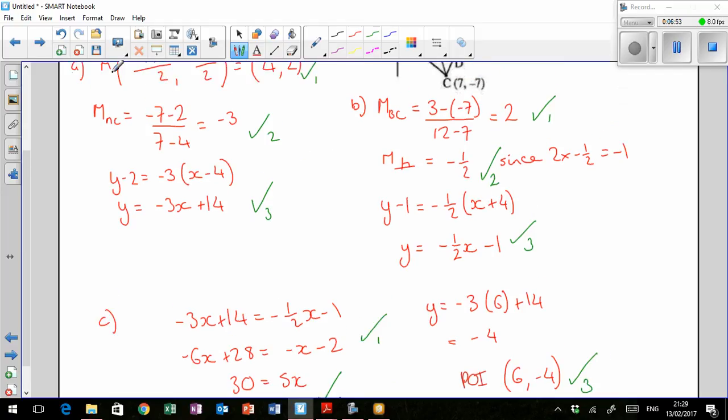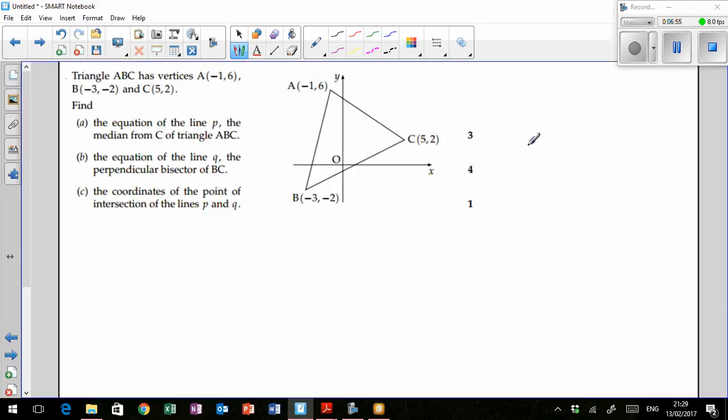Okay, so question 3. Again, very similar question. This time they've not given you the lines to look at, so they've not given you as much guidance for that. First we're looking at the equation of line P, the median from C. So again, we're talking about a median, which means the middle, so it has to go to the middle. It's from C, so it's going to leave C, and it's going to come across here and hit the midpoint, let's call it D just now. Now forgive my very wonky line.